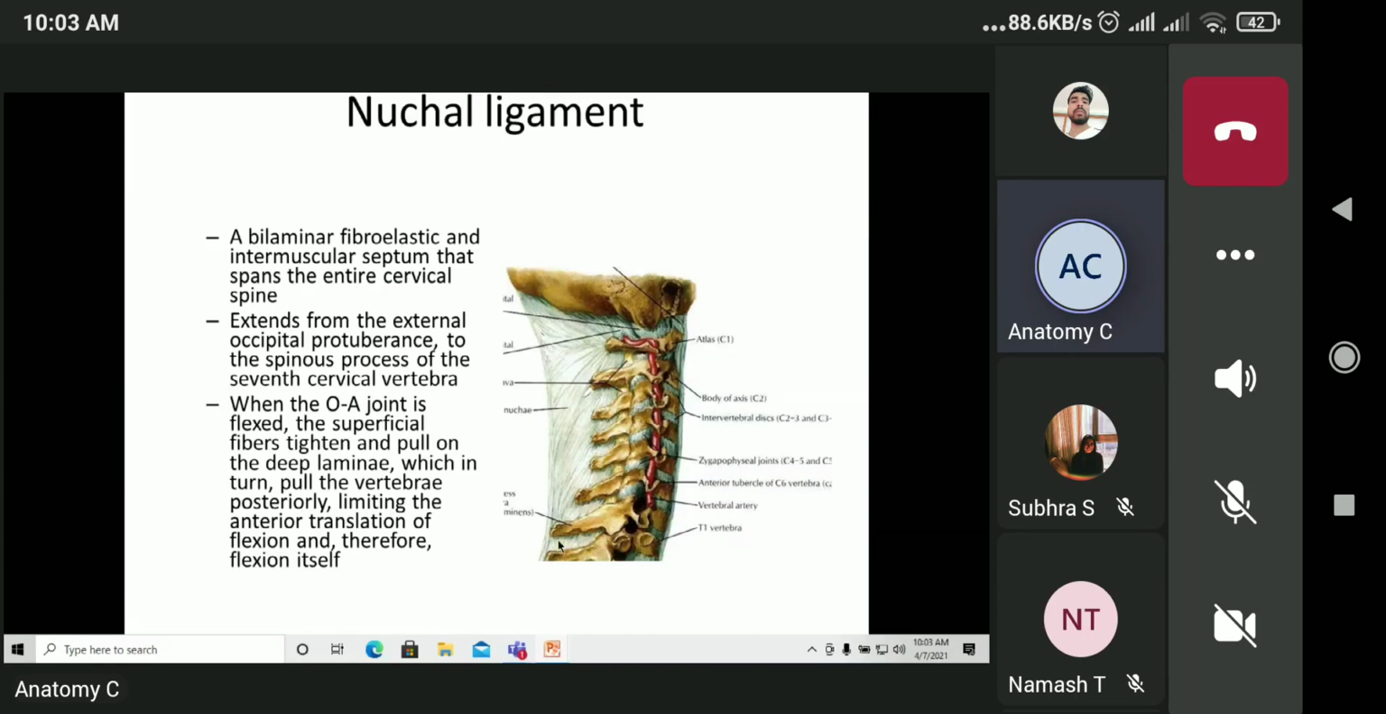This is the ligamentum nuchae. When the atlanto-occipital joint is flexed, the superficial fibers tighten up and pull on the deep lamina, which in turn pulls the vertebra posteriorly, limiting the anterior translation of the flexion. Therefore, flexion is limited. Just remember the ligamentum nuchae helps in the atlanto-occipital joint, and it extends from the external occipital protuberance up to C7.